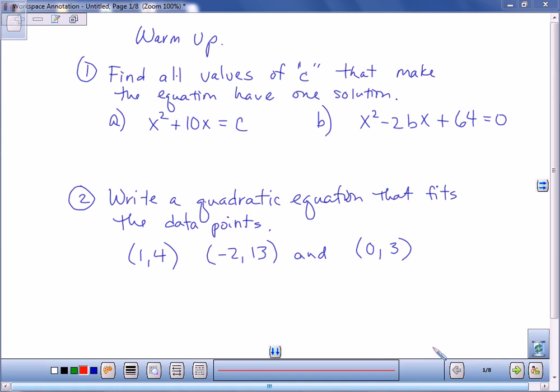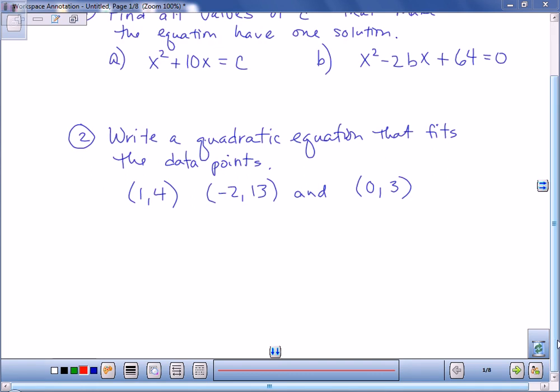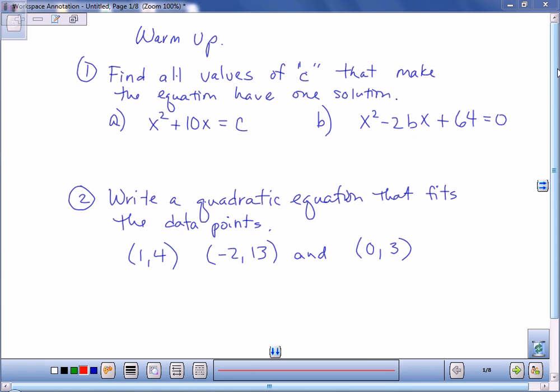Okay, guys, let's try this warm-up. Number 1, find all the values of c that make the equation have only one solution. And then number 2, write a quadratic equation that fits the data points. So go ahead and hit pause on the video and wait till you are ready to check your answers on the warm-up. And when you are ready to check your answers on the warm-up, press play.